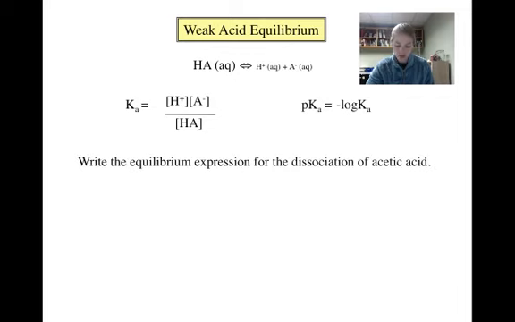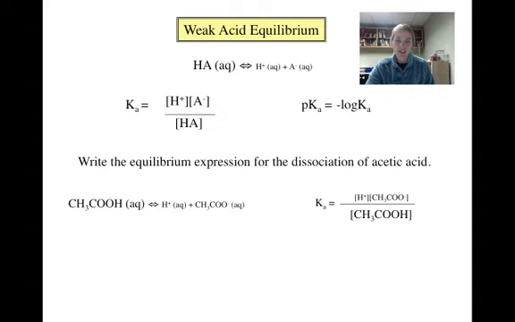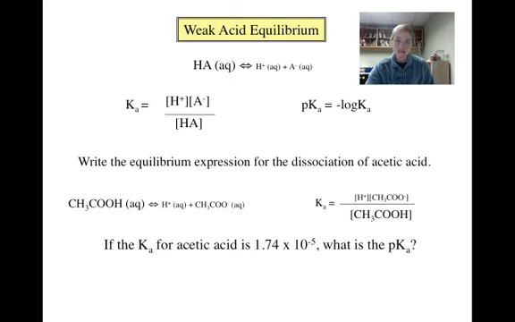In order to write the equilibrium expression for the dissociation of acetic acid, we first need to write the dissociation itself. Acetic acid dissociates into H+ and CH3COO-. The Ka will be the concentration of the products, H+ and CH3COO-, divided by the concentration of the reactant, CH3COOH. If the Ka for acetic acid is 1.74 times 10 to the minus fifth, the pKa can be calculated by taking the negative log of the Ka. The pKa equals 4.76.